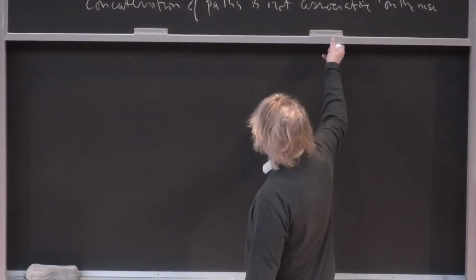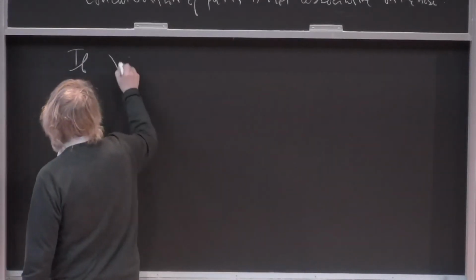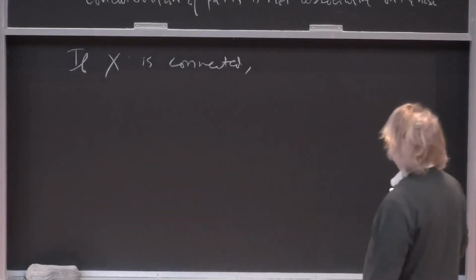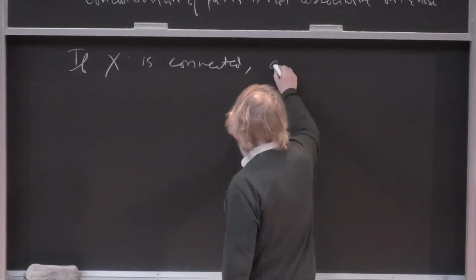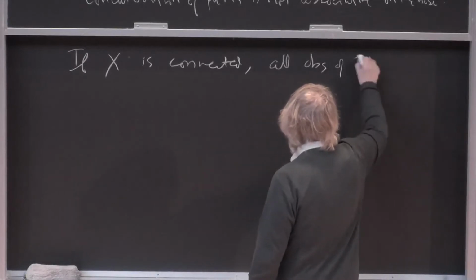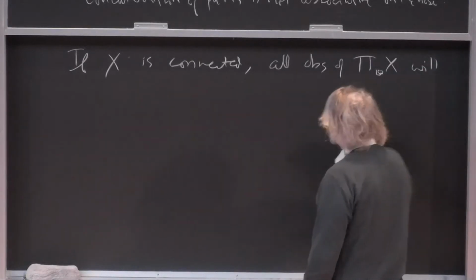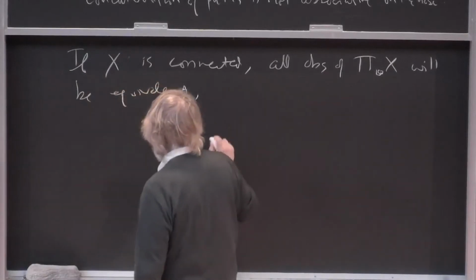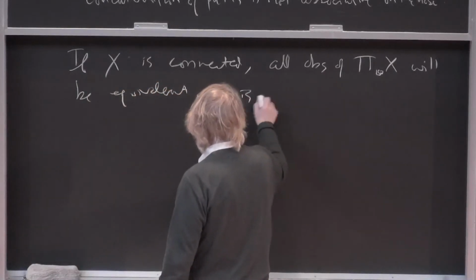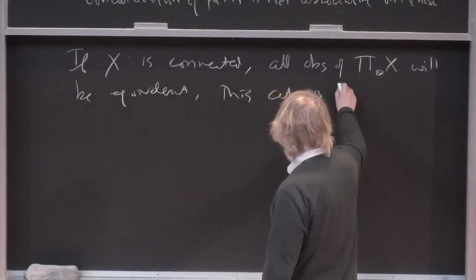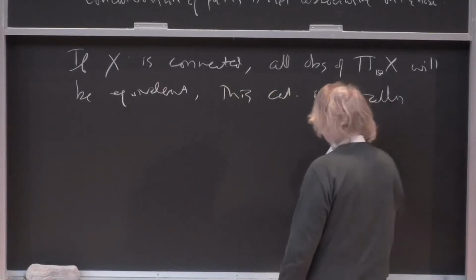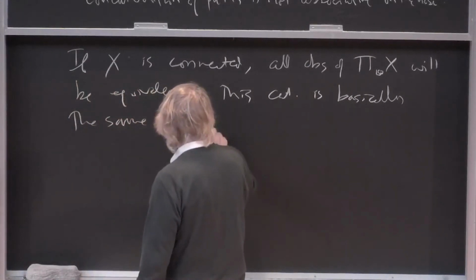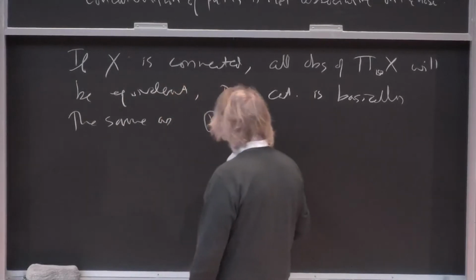Now, let me point out that if x is connected, then all the objects are going to be equivalent in this groupoid. And so this category is basically the same thing as just P of xx, but considered as some kind of group object.